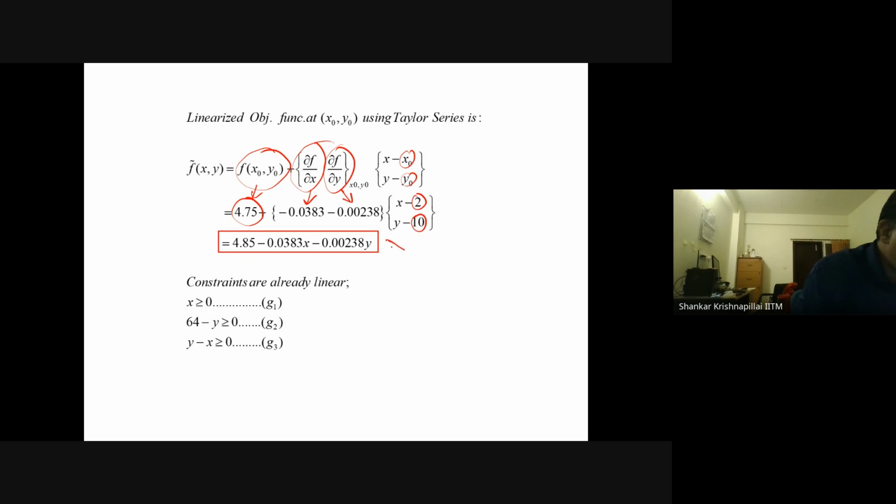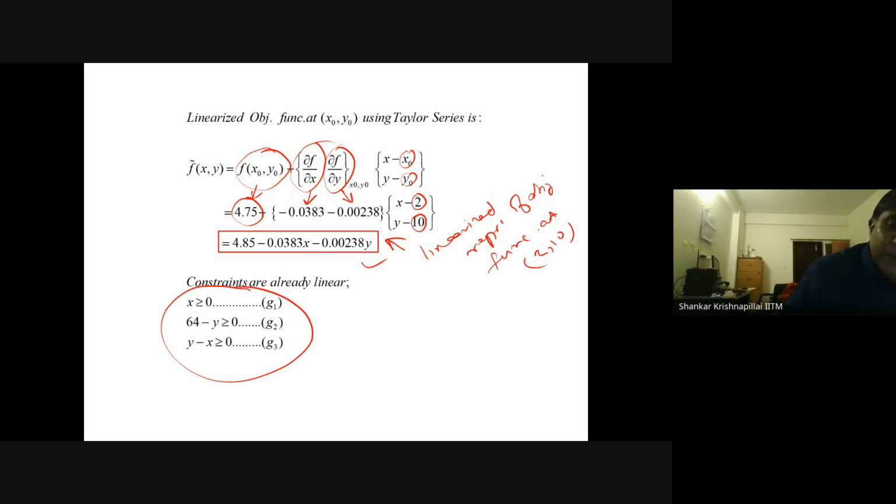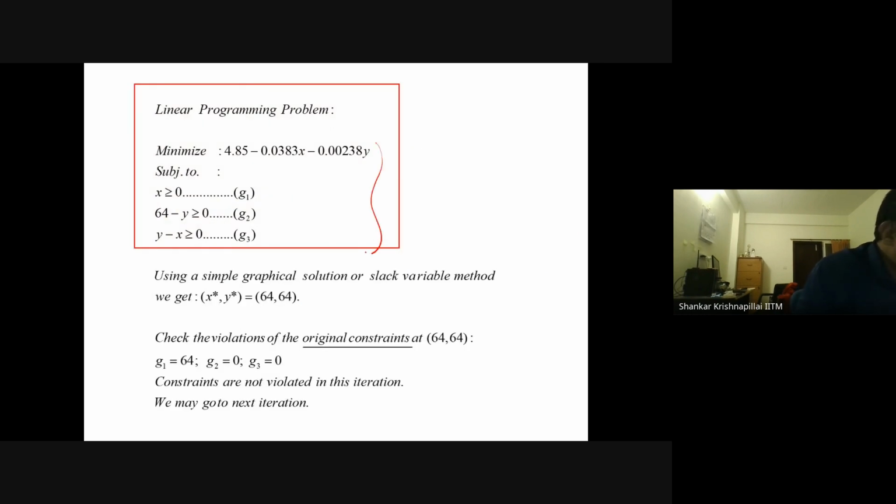So this is the linearized representation of the objective function at 2, 10. Okay, so linear objective function and linear constraints. So you can solve this linear programming problem. Okay, so the linear programming problem is written like this. With the graphical method or slack variable method, that is the Lagrange method, you can solve it.